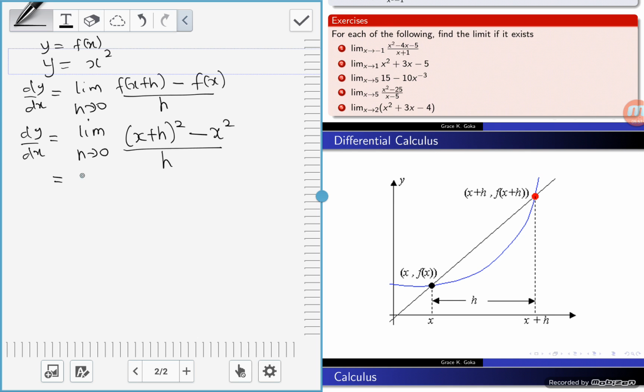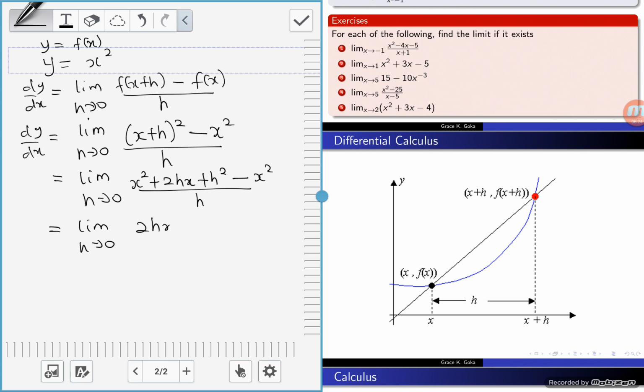Simplifying this, it is equal to the limit as h approaches 0 of the square of that, which is x squared plus 2hx plus h squared, minus my x squared, all over h. This is the limit as h approaches 0, x squared minus x squared, that is 0. So we are left with 2hx plus h squared, all over h.